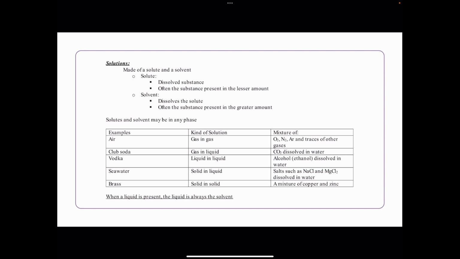Seawater, we've got solid in liquid. So salts such as sodium chloride and magnesium chloride dissolved in water make up that seawater. And then we even have solid in solid solutions. So something like brass, in which we've got a mixture of copper and zinc dissolved in one another. So we can see a range of phases. Now, when a liquid is present, typically that liquid is going to be our solvent.